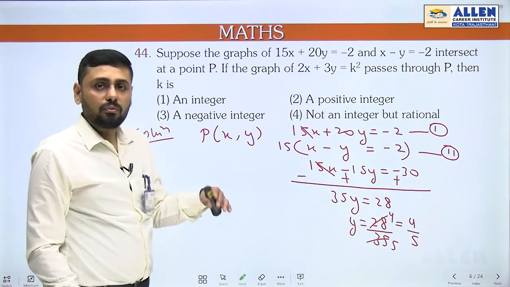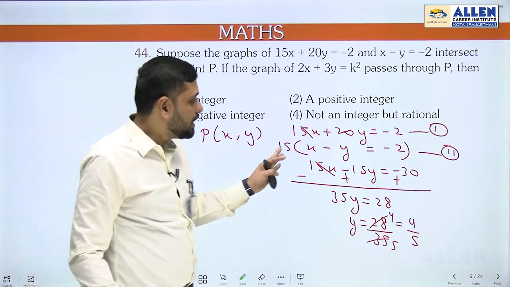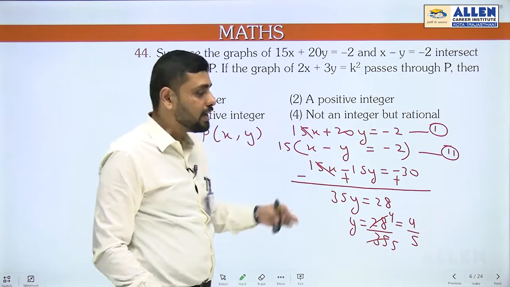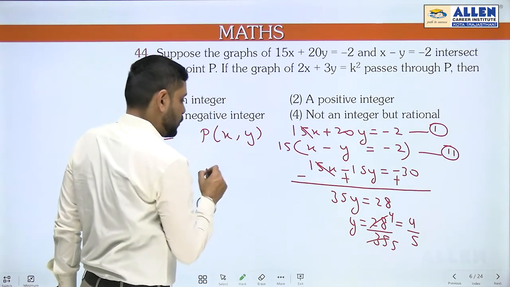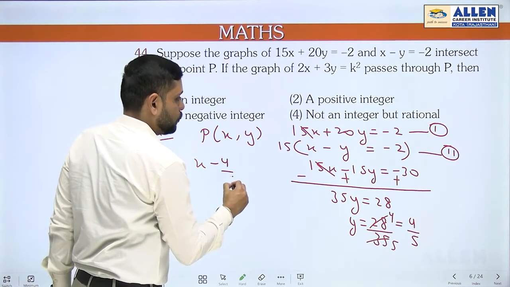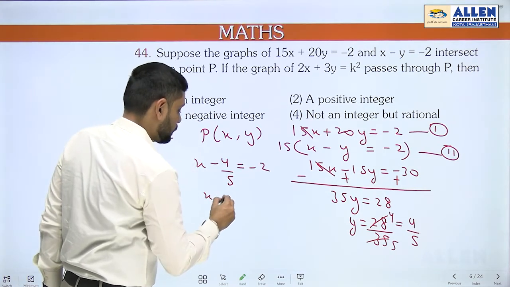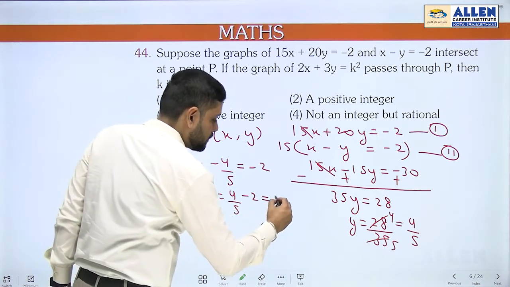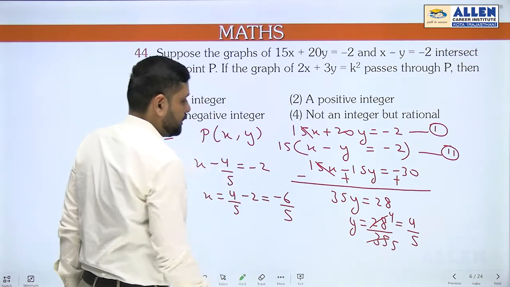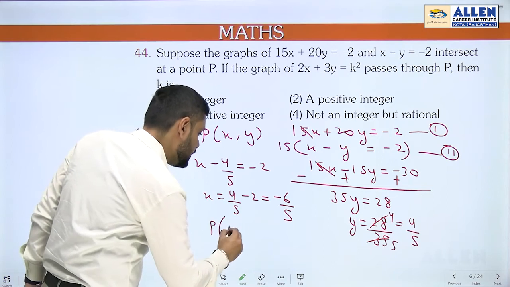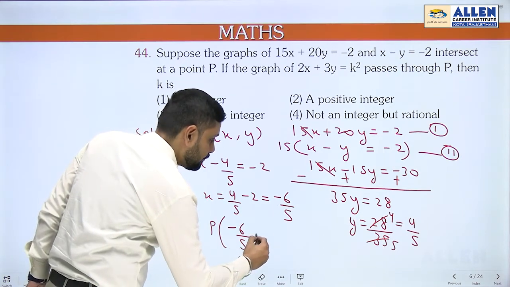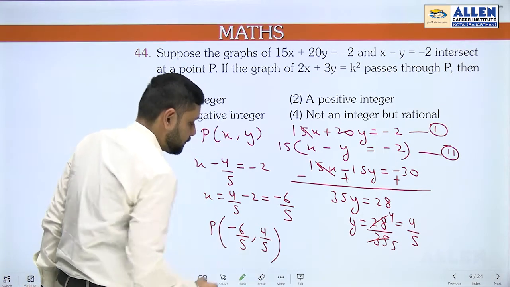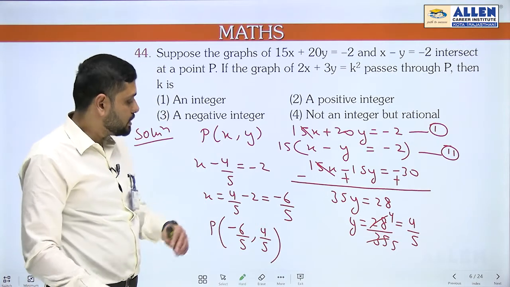So this is the value of y we got, and now if we keep the value of y in any of the equations, we'll get the value of x. Let's keep it in the second equation. So x minus 4 by 5 equal to minus 2, x equal to 4 by 5 minus 2. So after simplification, we'll get minus 6 by 5, right? So the coordinates of P are minus 6 by 5 comma 4 by 5. This is the coordinates of P we got.